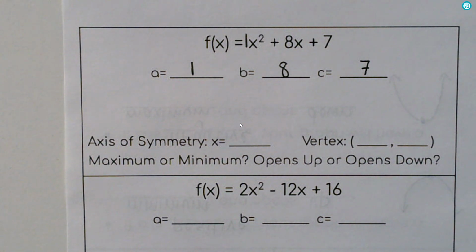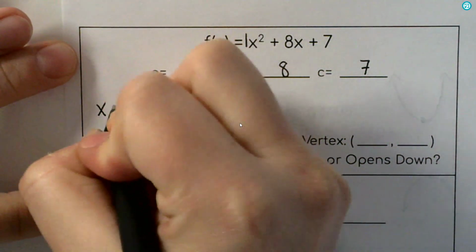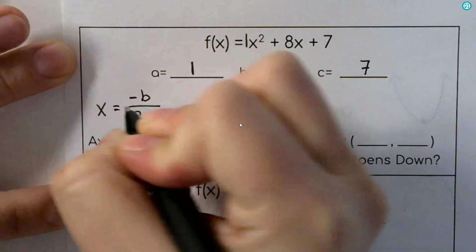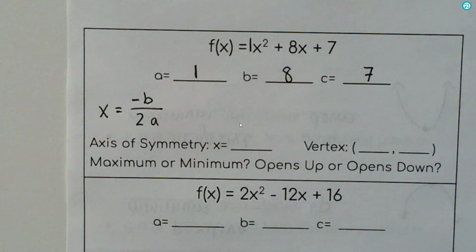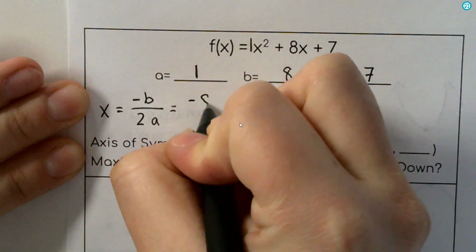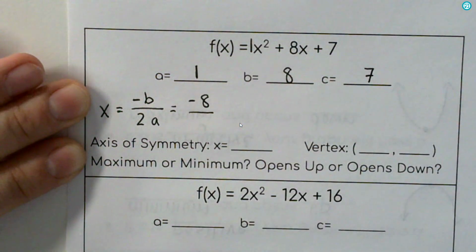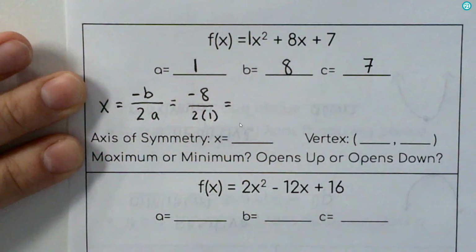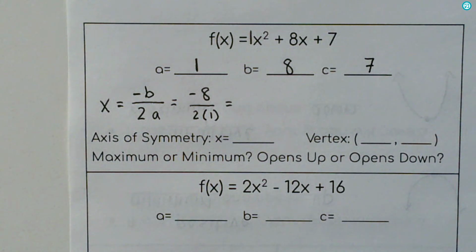Okay, the formula that we are always going to use to find our axis of symmetry is x equals negative b over 2a. So if you want to write that down at least on this first one so you know what you're plugging into, that might be good. And then we plug in our b value and our a value. So negative b on the top is going to be negative 8 over 2a, which is 2 times 1. I put that in parentheses. Sometimes I put it in parentheses, sometimes I don't.